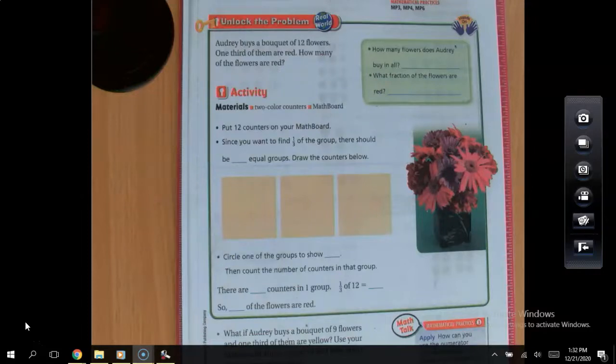Turn to page 487, and you'll also need your pencil. So page 487, and you will need your pencil. Okay, so today we're going to look at finding parts of a group using our unit fractions. So let's go ahead and begin.